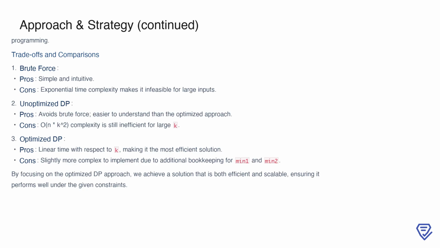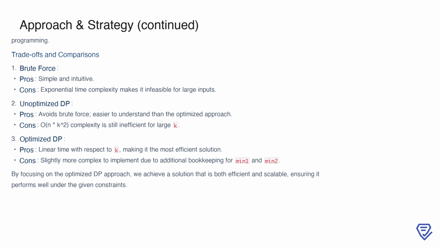Each of the approaches we considered comes with its own trade-offs. The brute force method is straightforward and intuitive, but its exponential time complexity makes it completely impractical for large inputs. The unoptimized dynamic programming approach improves on this by avoiding the brute force search through the entire solution space. However, its time complexity of O(n * k squared) is still inefficient when the number of colors, k, is large.